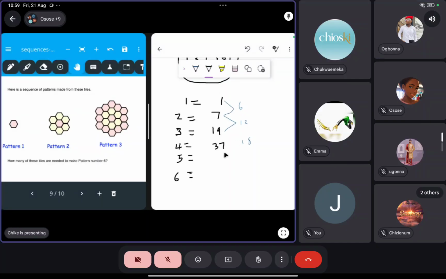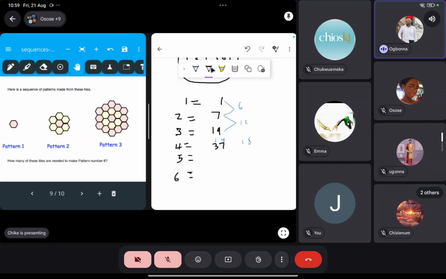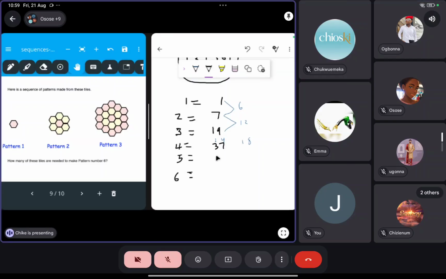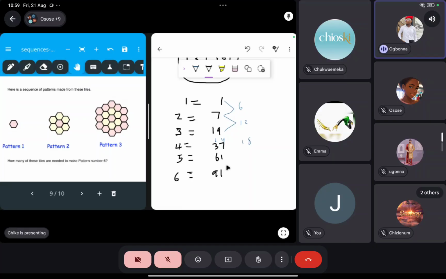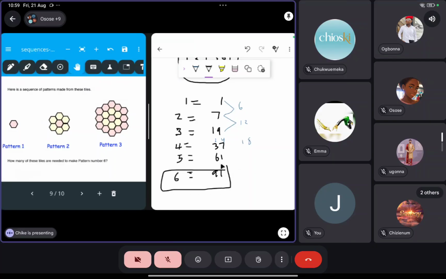37. The next multiple of 6 is 24. So 37 plus 24. Let's add the 24 here. 61. Okay, yes, 61. The next multiple of 6 is 30. So adding it gives me what? 91. So that means pattern 6 would have 91 in total.